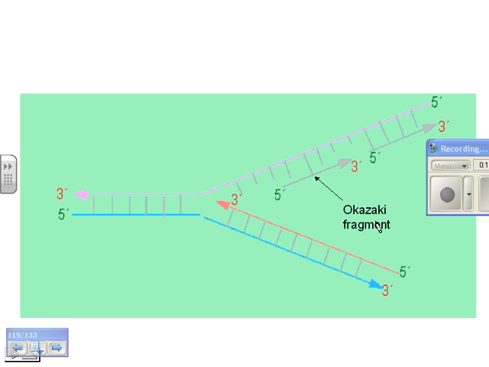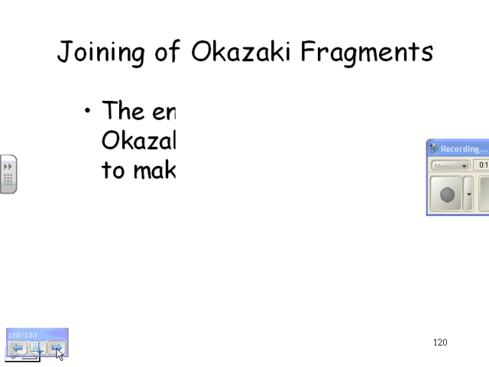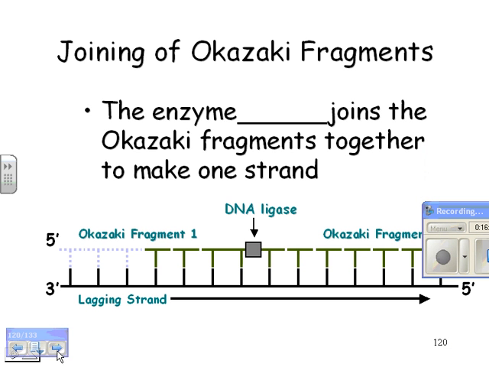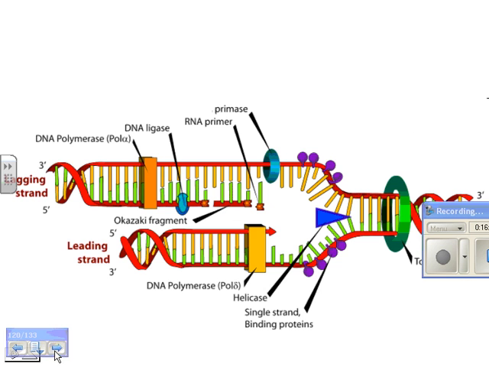This one's showing it to you upside down with the 5' end here compared to our last picture. So joining the Okazaki fragments, you have the enzyme ligase. So that joins the Okazaki fragments together to make one strand. So here it is here, and you kind of glue them together. These would all be together at this point. This would just be where they're separated, and ligase is an enzyme that will go in and connect them.